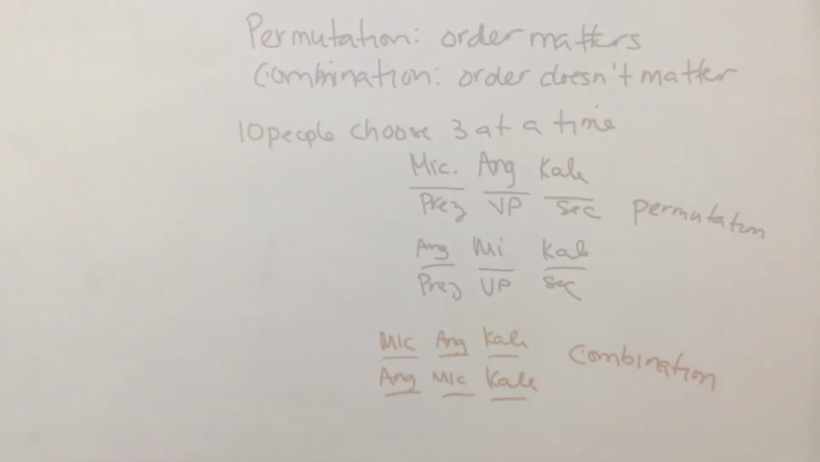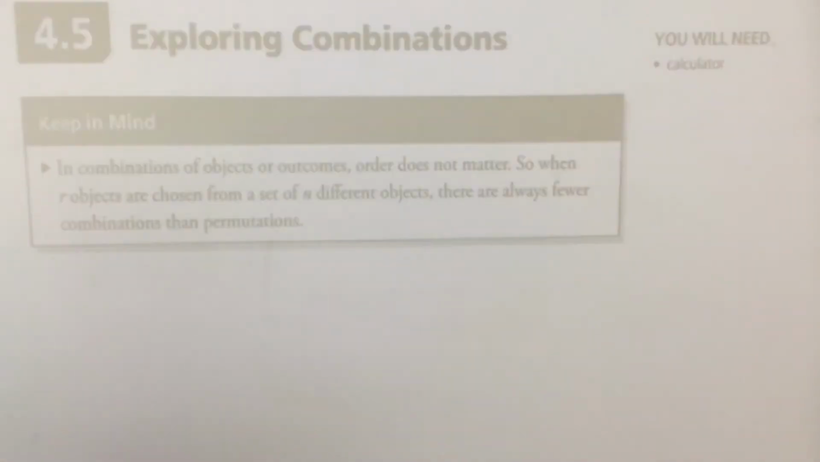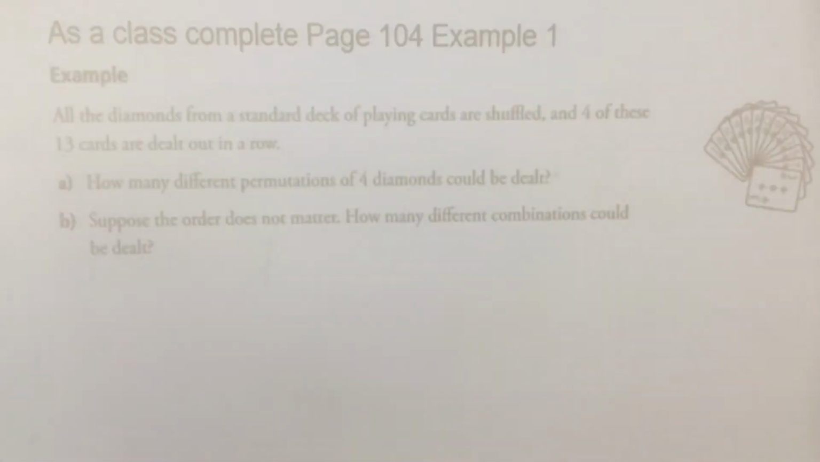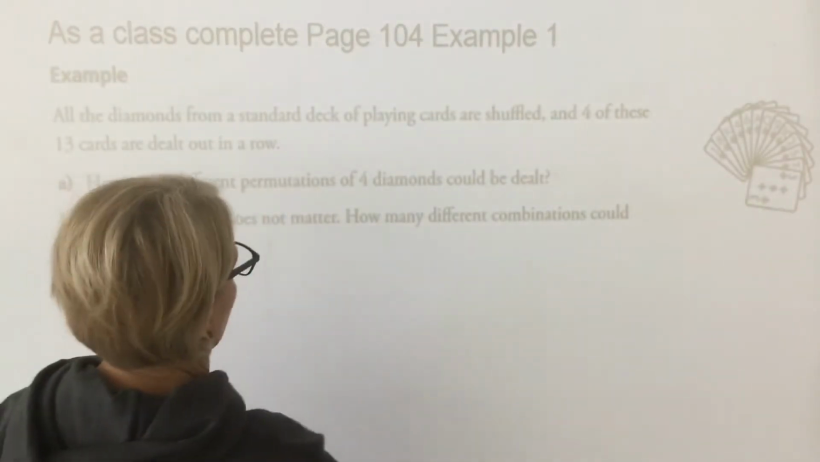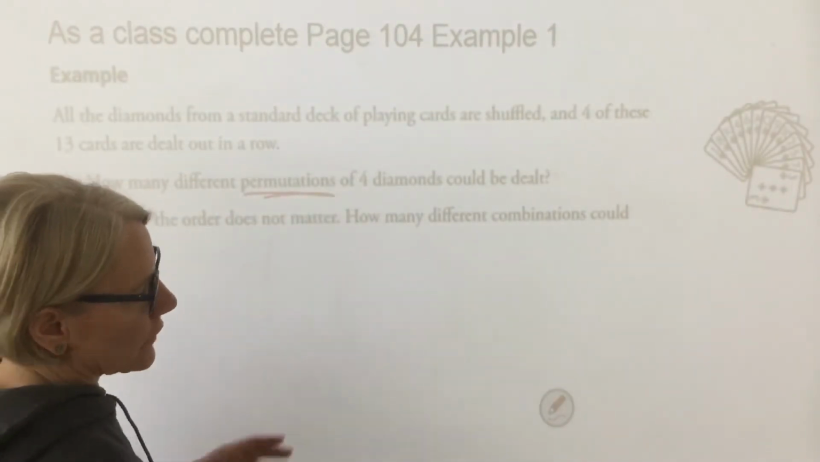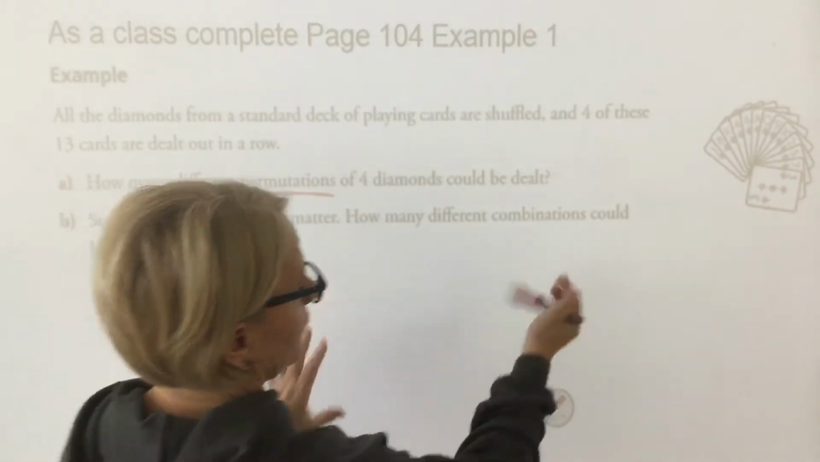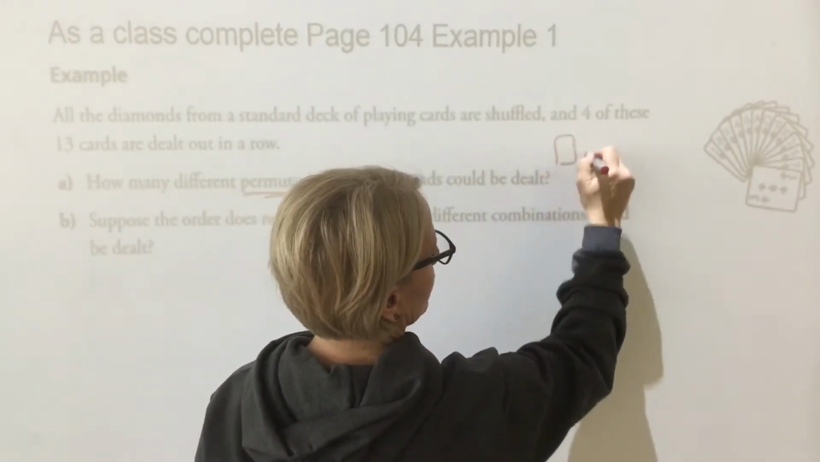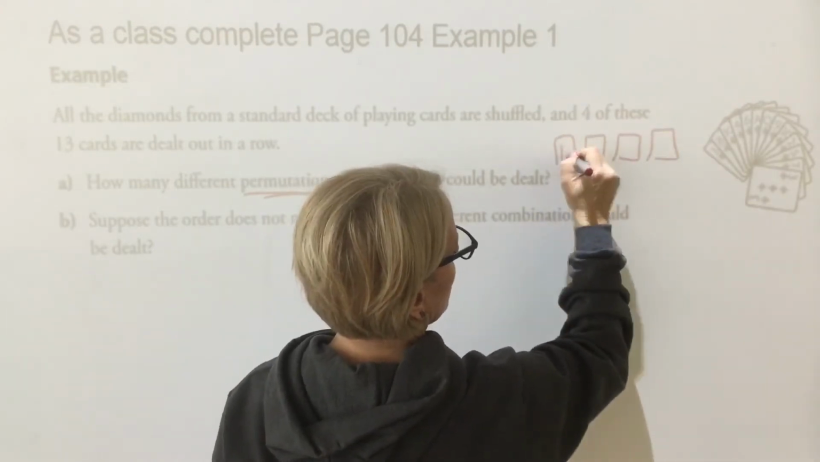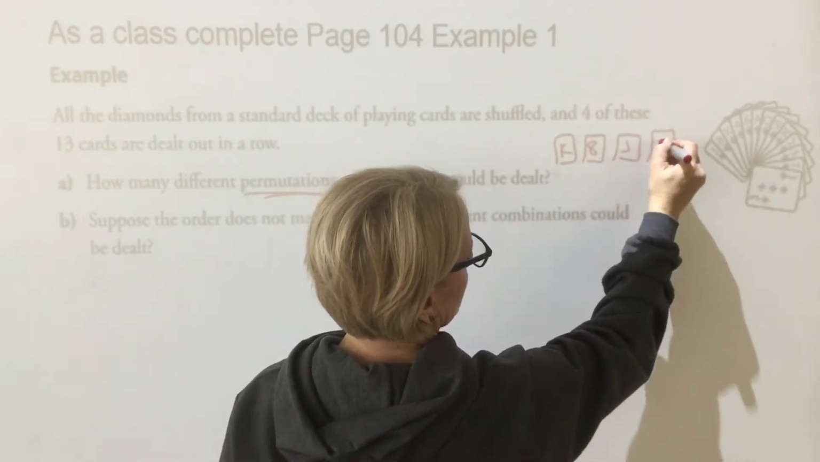Okay, so the example we're going to do is on page 104, and it has to do with cards. Whenever you are dealing with cards, or you're counting cards, then you're actually in a combination, and let's think about why. It says all the diamonds from a standard deck of playing cards are shuffled, and 4 of these 13 cards are dealt out in a row. How many different permutations of 4 diamonds can be dealt? Okay, so if we're thinking about a permutation, then we're thinking the order matters. So if I'm putting those 4 cards down, let's say an 8, a king, a jack, and a 2.